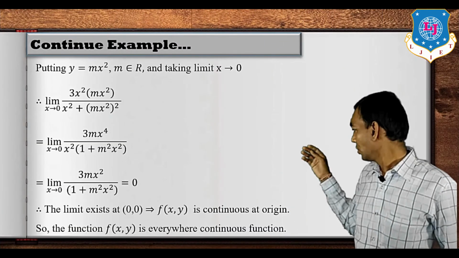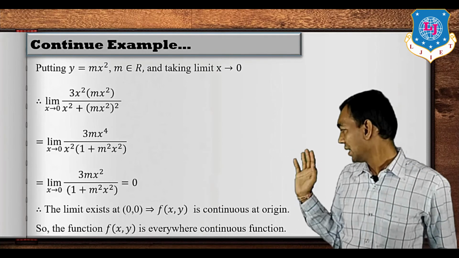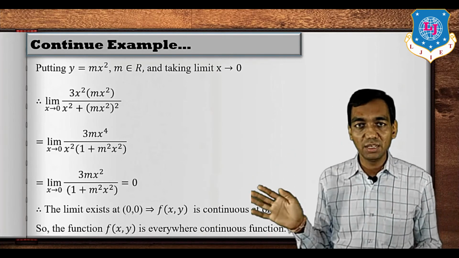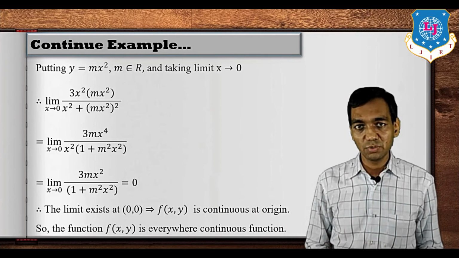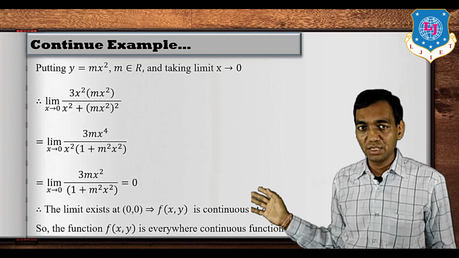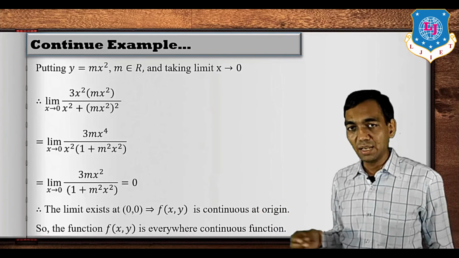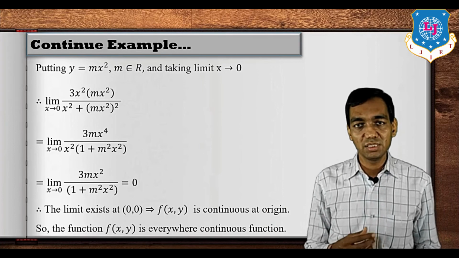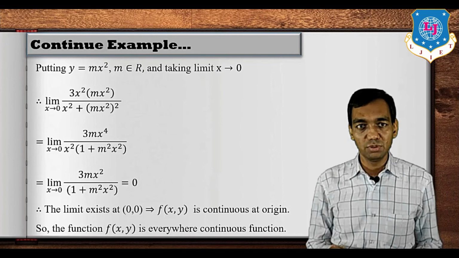In the same manner, if you put y is equal to mx square, then you will have limit x tends to 0, 3x square into mx square divided by x square plus mx square the whole square. X square is common from numerator and denominator, and you will have limit x tends to 0, 3mx square divided by 1 plus m square x square. Again, if you apply the limit, then it has a value 0.